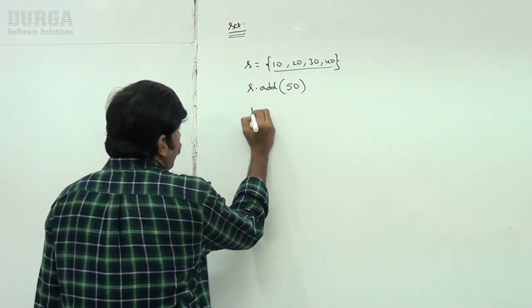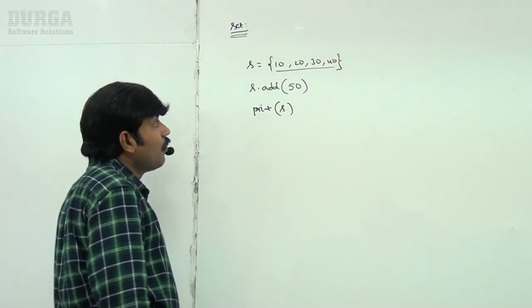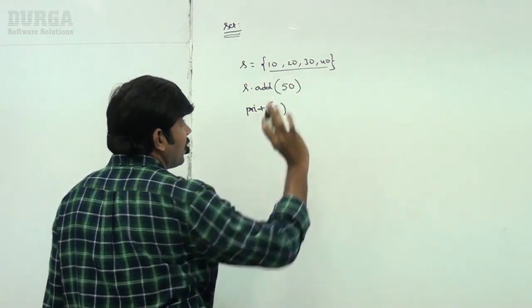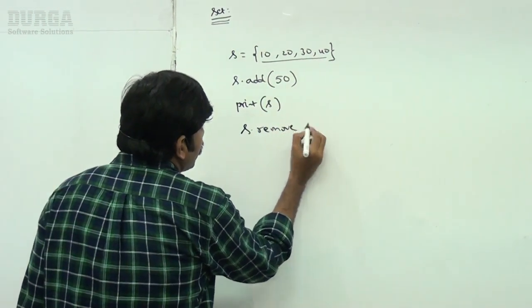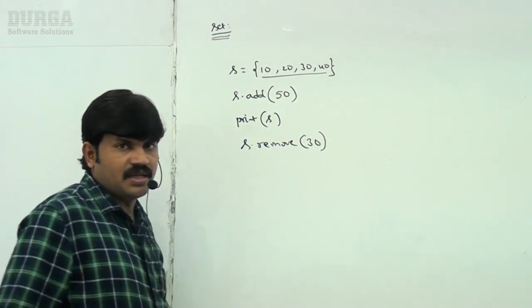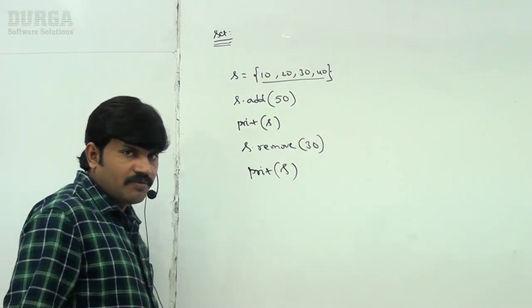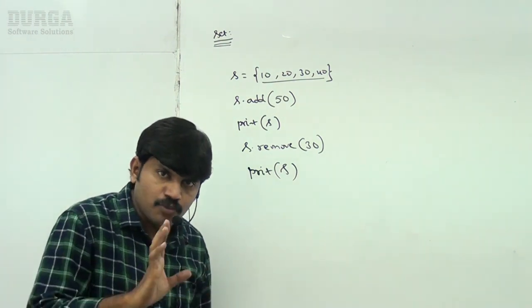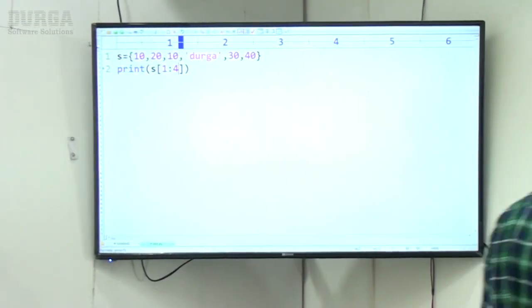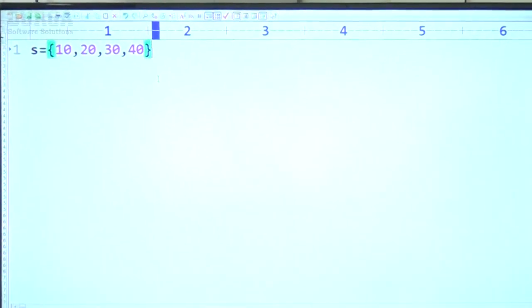Now let me print S. What answer are we going to get? 50 will be added. Now S.remove(30) I am taking, and print S. Now 30 will be removed from the set. So 50 will be added and 30 will be removed from the set. Both things are applicable. Have a look once. Here I am taking 10, 20, 10, 20, 30, 40, like this.